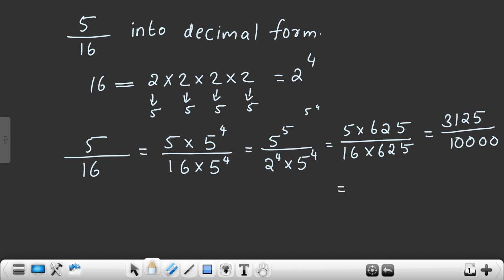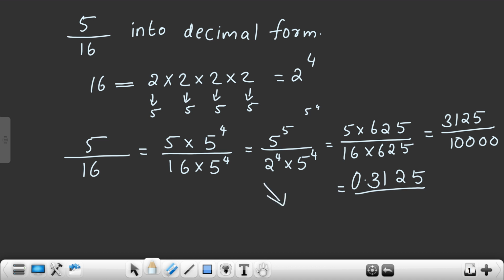So now the denominator is a power of 10. So we can convert this into decimal form. How can we convert? Take 3125. In the denominator 4 zeros are here. So take 4 digits from the right side and put a decimal point. So 0.3125 is the decimal form of 5 by 16.